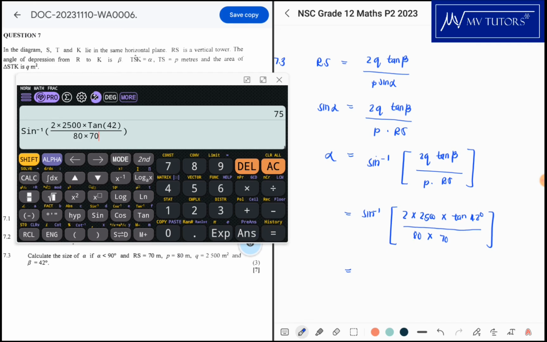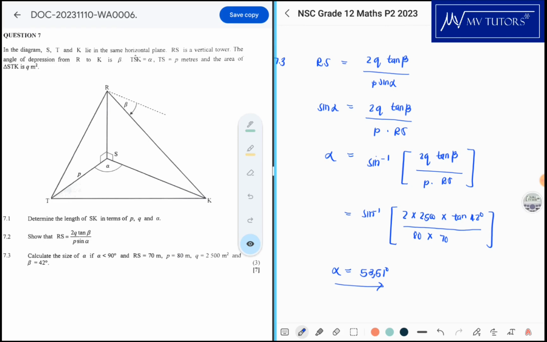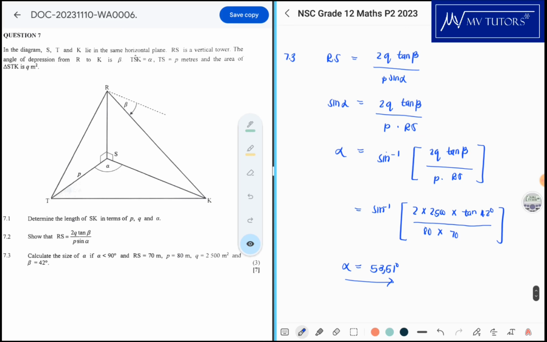And we have an answer of, it is thinking. Maybe I'm loading this calculator. Okay, so we have an answer then of 53,51 degrees. And they did say that alpha has to be smaller than 90 degrees. And ladies and gents, we are done with question 7. Three questions left: 8, 9, and 10.